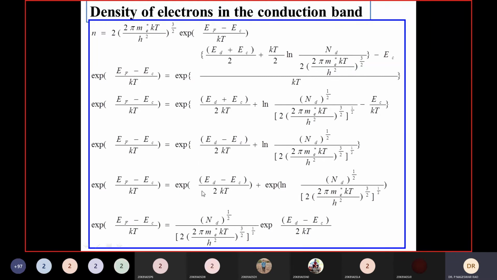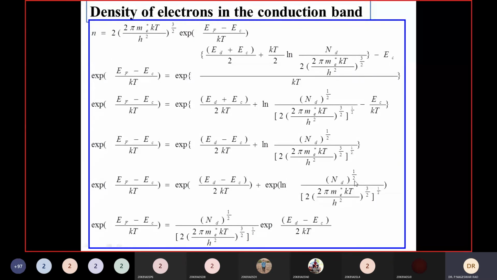So if you apply it individually, this is the exponential of (ED minus EC) by 2KT, and this is ln, so that means log of this total term. If you apply the exponential, the log and exponential get cancelled. Okay, the remaining term will be ND whole power 1 by 2 into (2 pi m_e KT by h square) whole power 3 by 2, and whole power 1 by 2 will be there.